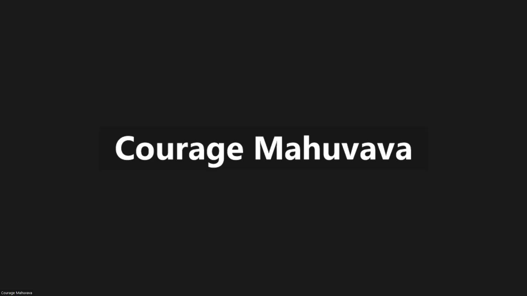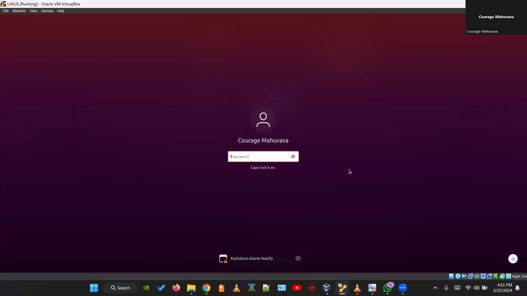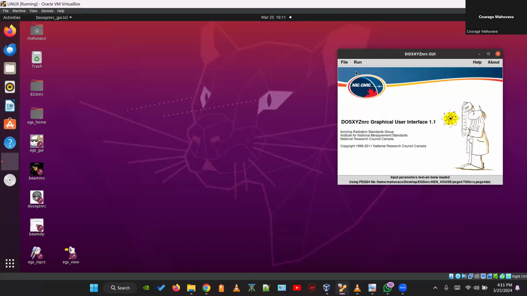So let me just share my screen with you. I hope you can see my screen right now. What I'm going to do is share with you what the Monte Carlo method is about, its applications, and why we use it. And then I'm going to switch to the virtual mode, and then I'll share with you the actual graphical user interface and how to use it.